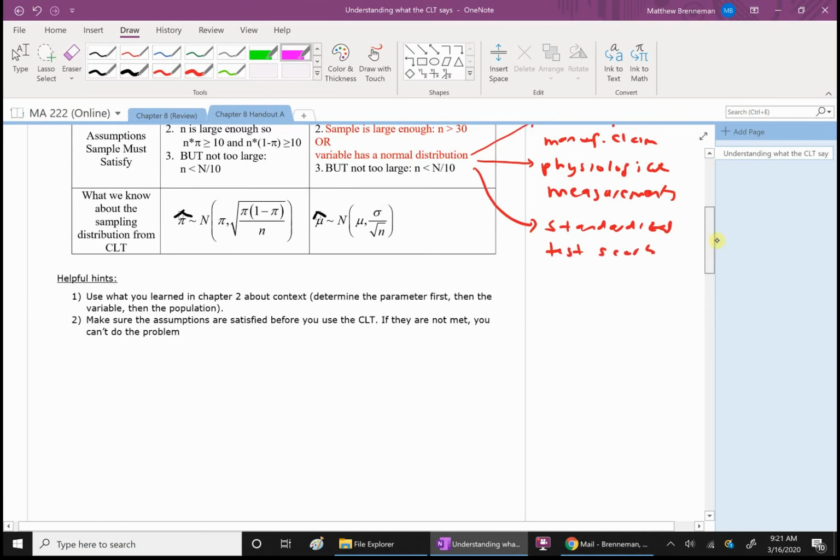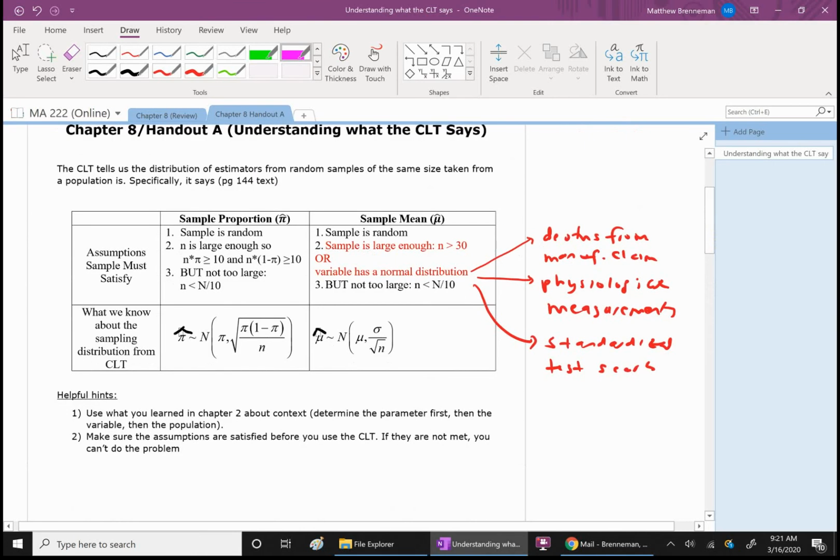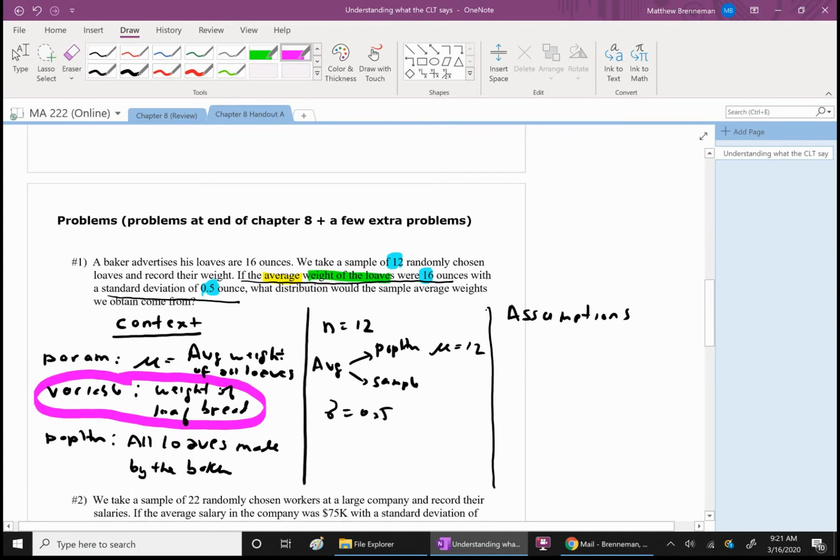And if we go back and look at the three general things that we can assume have a normal distribution, standardized test scores, physiological measurements, or deviations from a manufacturer's claim, we see that this falls under deviations from manufacturer's claim. So yes, it's normal. And is it too large? Well, we have a sample size of 12. The baker would only have to make 120 loaves total for this to be too small, and that seems unlikely. So our assumptions are all okay. So now we can use the central limit theorem.